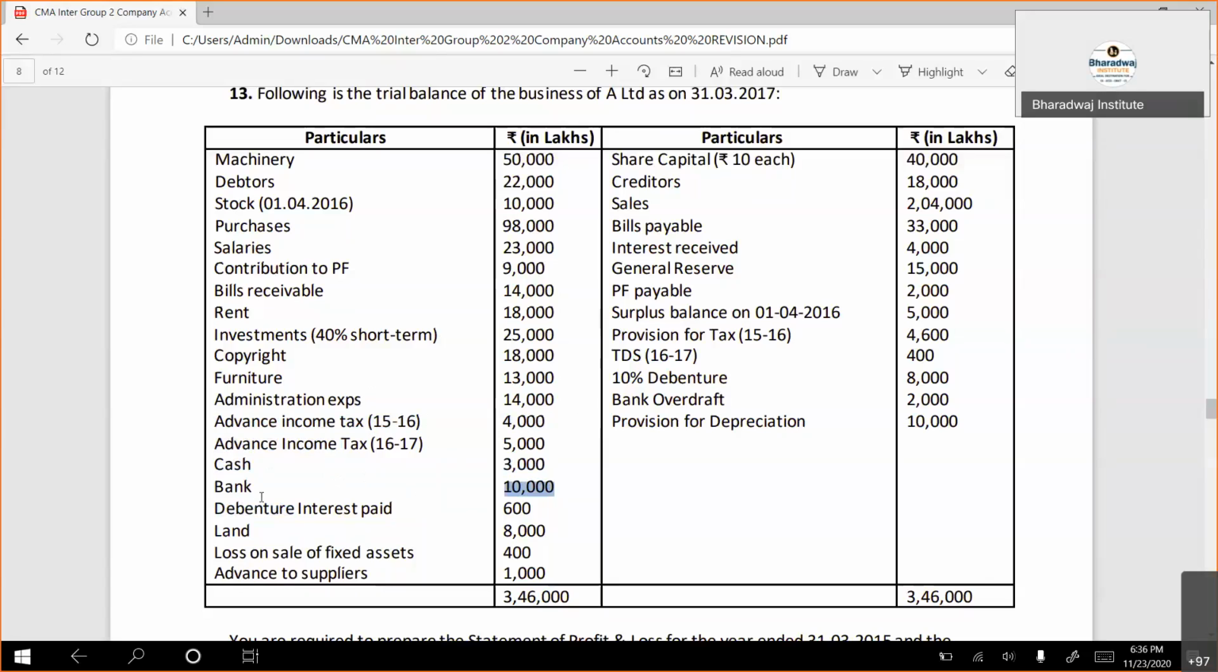Debenture interest paid will come in finance charges. Land will come under fixed assets. Loss on sale of fixed asset, where will that come? It will come in other expenses, in the P&L account.